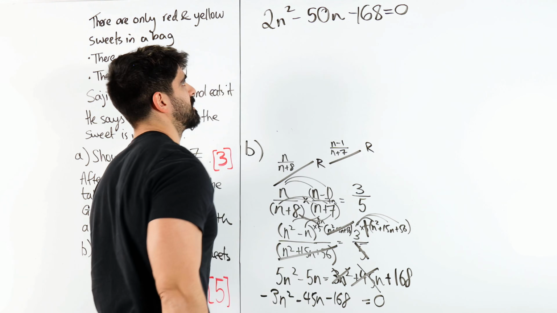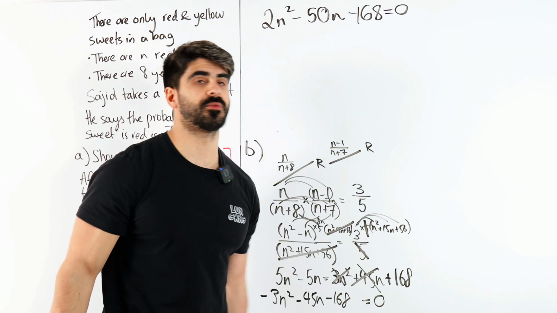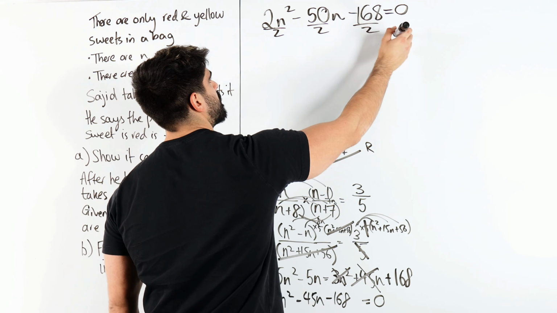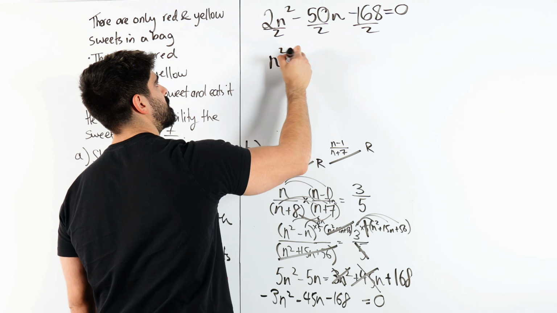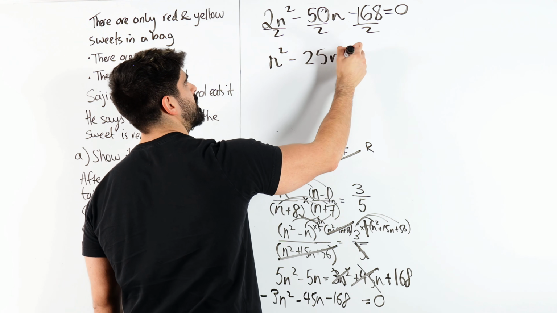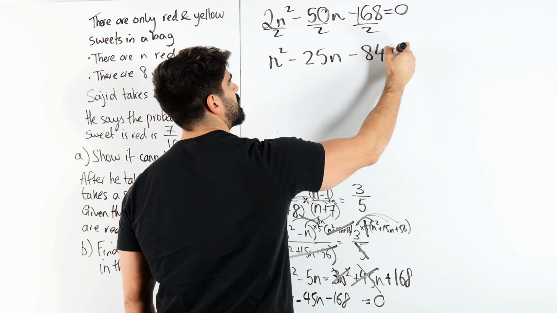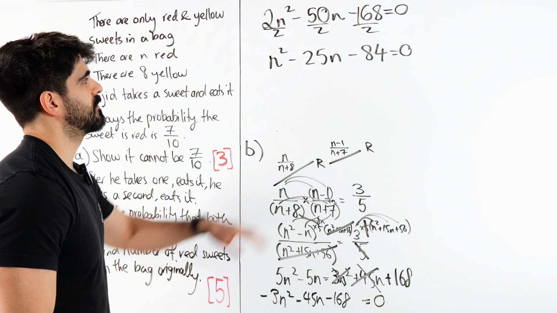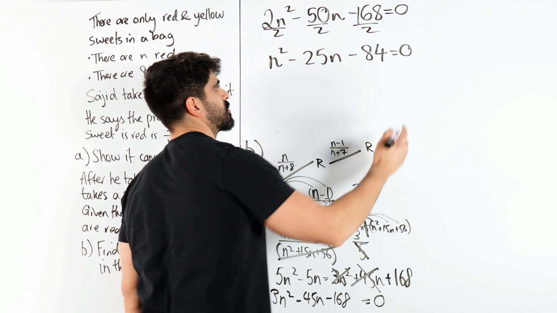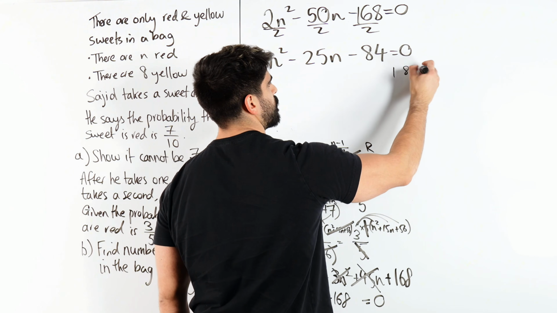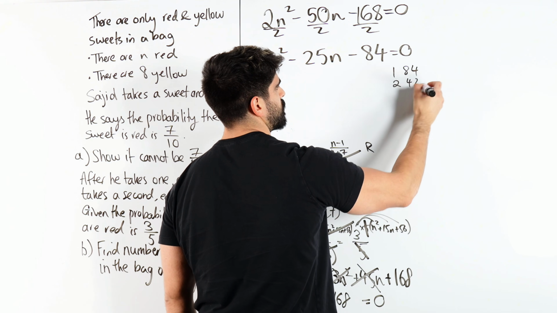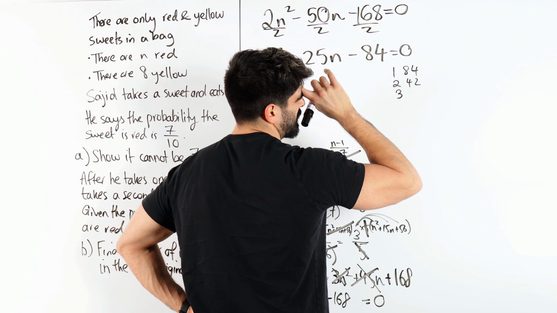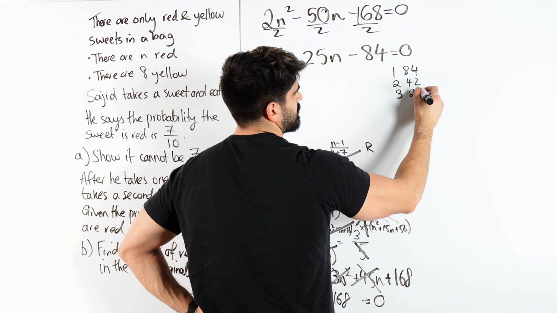Don't be intimidated here. We can divide through by 2, okay? Giving us some nicer numbers to work with. So we have n squared minus 25n minus 84 is 0. And now we just have to think about what multiplies to give you 84 and then adds to give you 25. So let's just go through our list. We have 1 and 84, 2 and 42, 3 goes in 28 times.